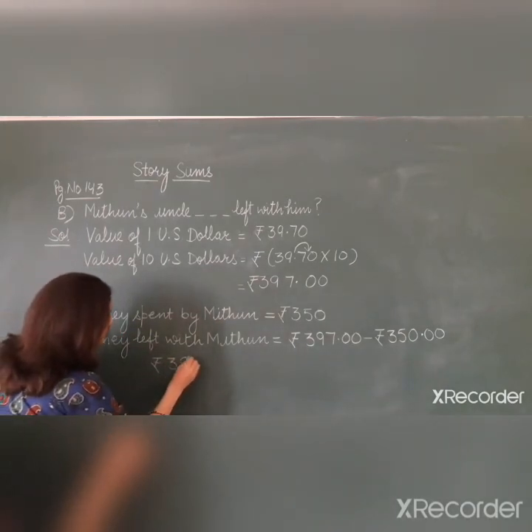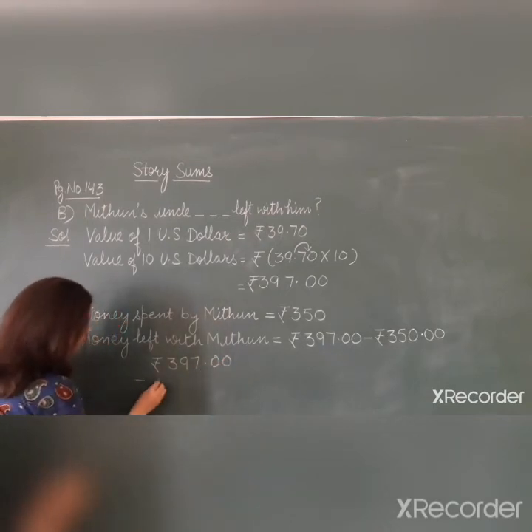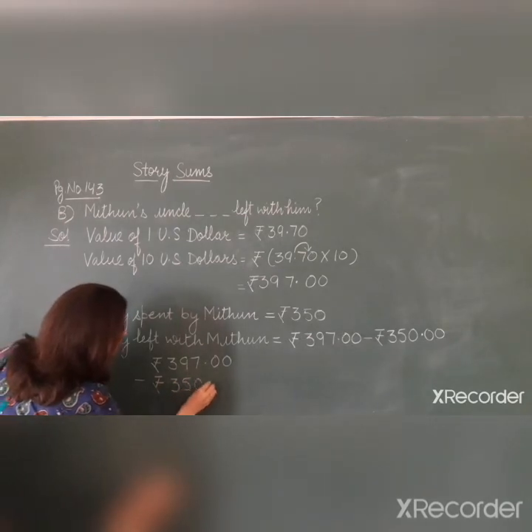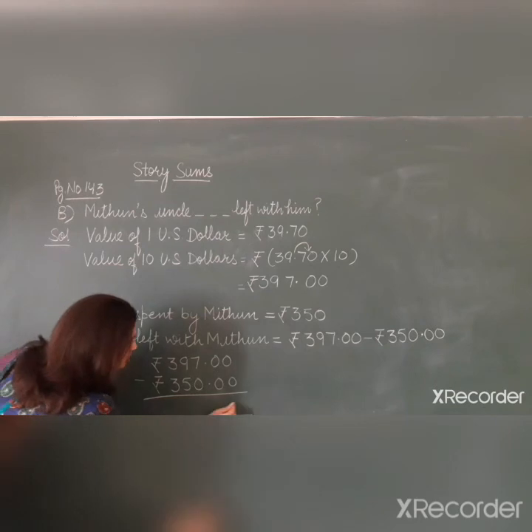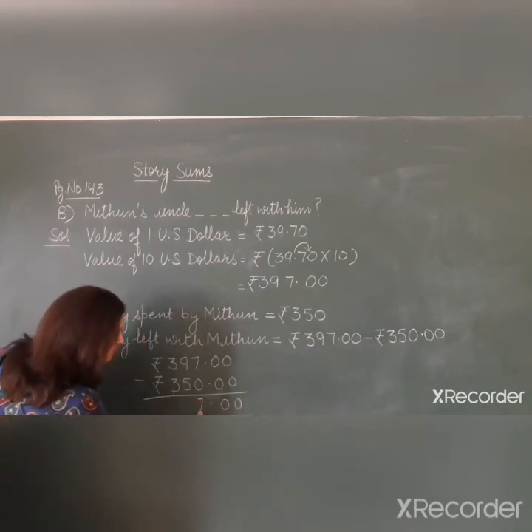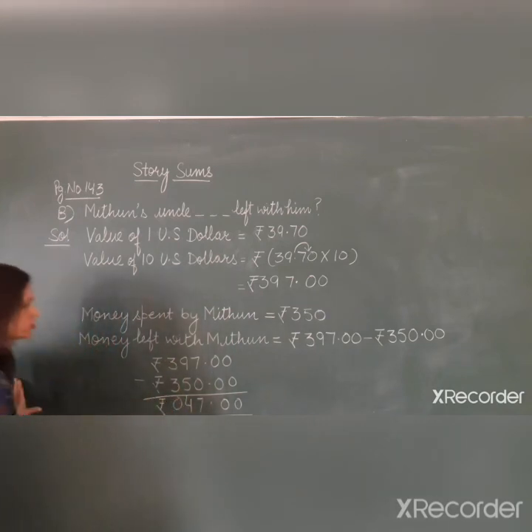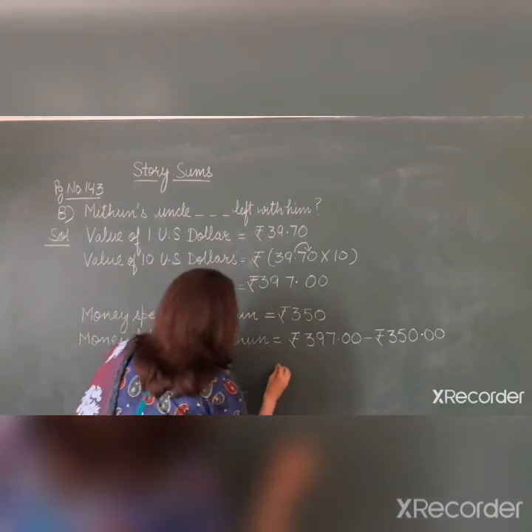We will subtract 397 rupees and 350 rupees. So we will get 7 minus 0, 7; 9 minus 5, 4; 3 minus 3, 0. So the money left with Mithun is 47 rupees.